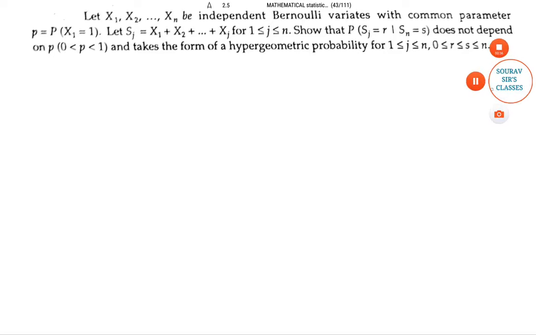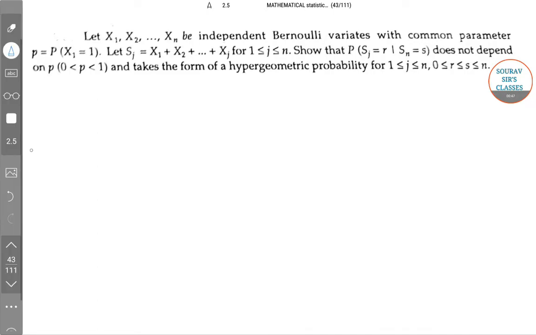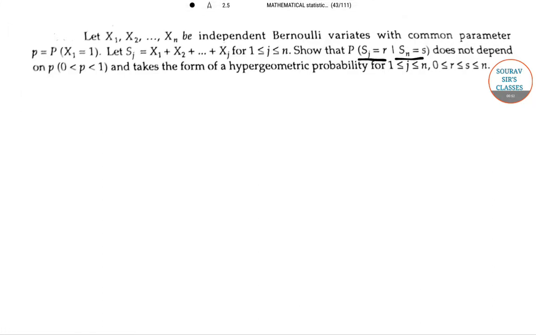Now let Sj equal x1 plus x2 plus ... plus xj for j belonging to 1 to n. Now we have to show that the probability of Sj equals r given Sn equals small s does not depend on p and takes the form of a hypergeometric probability, where j belongs to 1 to n and r and s belong to 0 to n. So I'll be giving you 1 minute so that you can go through this question once. Read the question carefully, then we'll proceed further with the solution.